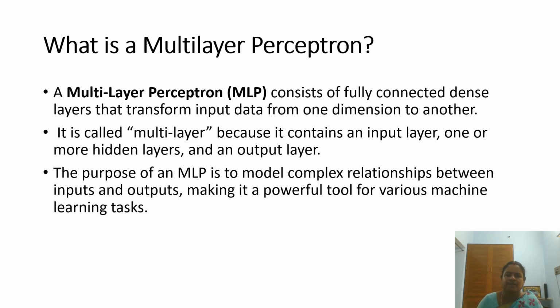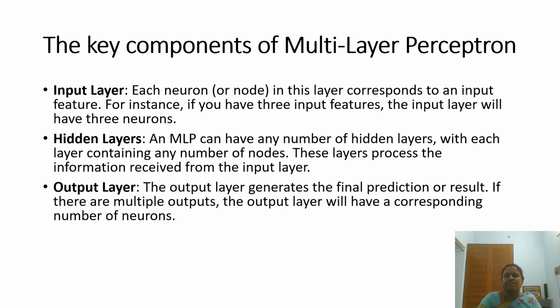So what is a multi-layer perceptron? MLP, that is a multi-layer perceptron, consists of fully connected dense layers that transform the input data from one dimension to another. It is called multi-layer because it contains an input layer, one or more hidden layers, and an output layer. The purpose of a multi-layer perceptron is to model complex relationships between inputs and outputs, making it a powerful tool for various machine learning tasks. The key components of the multi-layer perceptron are input layers, hidden layers, and output layer.